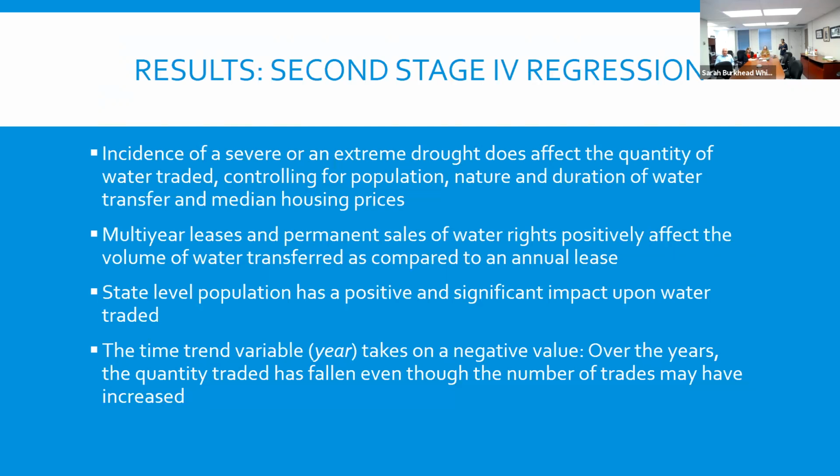One of the things I noticed is the year variable. The year variable is a time-specific variable. It is just going down. It has a negative value. If I show you the tables right now, you will see negative values all over. Why is year a negative value? It seems that the volume of water is going down, though the number of trades has increased.